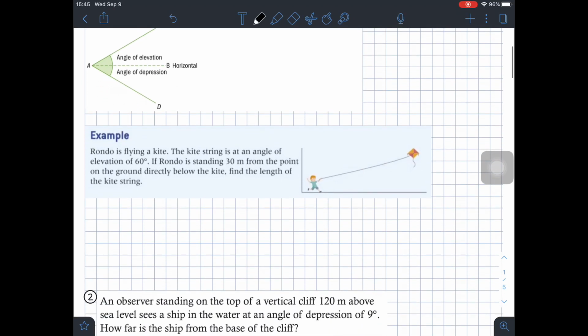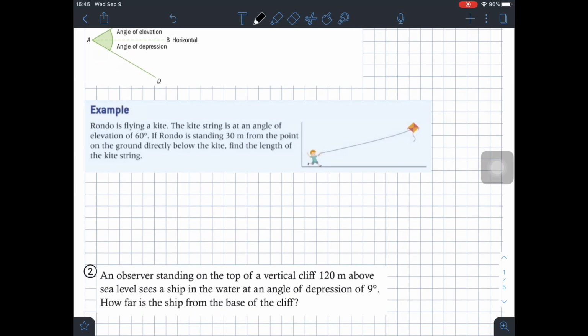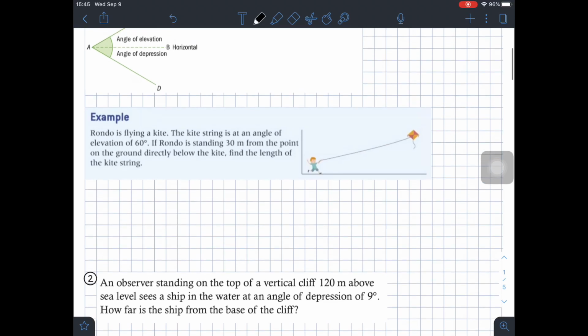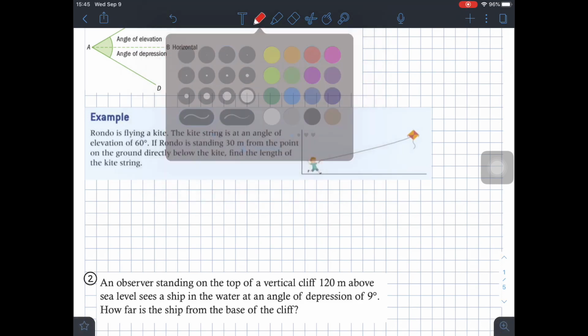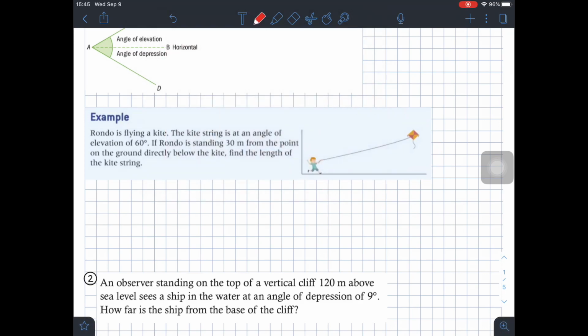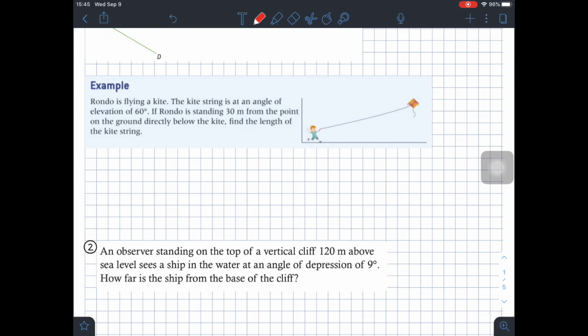Let's see an example of this. It says, Rondo is flying a kite. The kite string is at an angle of elevation of 60 degrees. If Rondo is standing 30 meters from the point on the ground directly above the kite, find the length of the kite string. Okay, so let's use this sketch here in order to solve this problem.